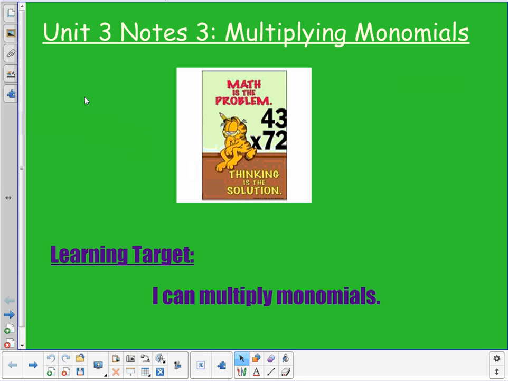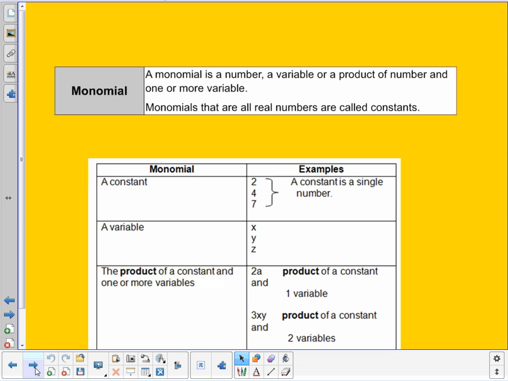Today we're talking about multiplying monomials. We'll talk about that word monomial. So our learning target today is I can multiply monomials. Now, we've been talking about polynomials for the last 2 days. So what in the world is a monomial?